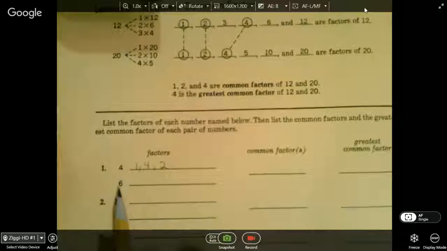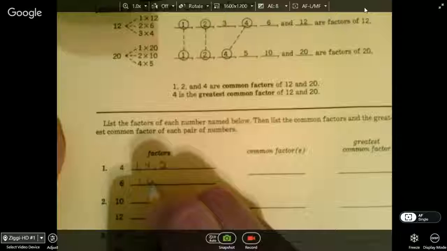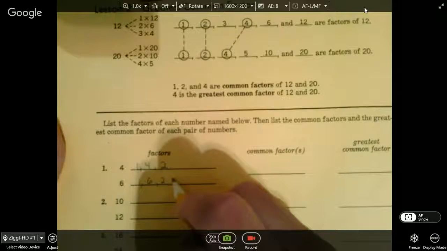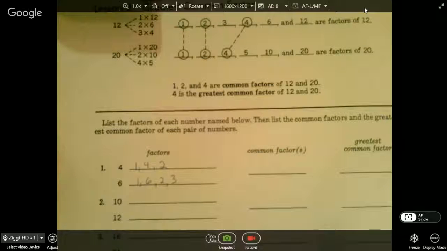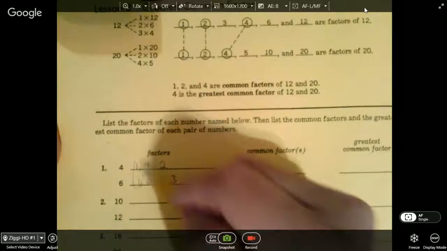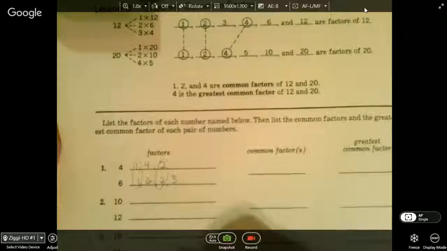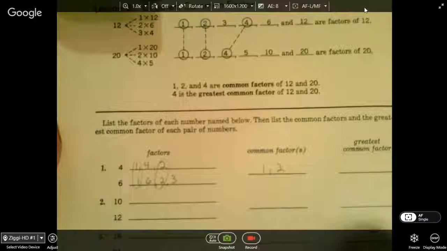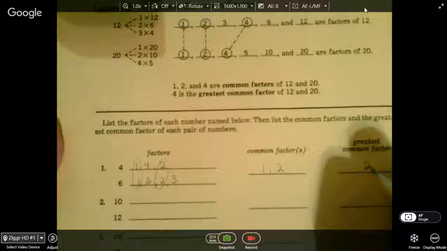Now do 6. 1 times 6. Move up to 2. 2 times 3. And then you move to 3, it's just 3 times 2 again. So you're done with your list of factors for 6. Which one of these are common? 1 and 2. So those are your common factors. What is your greatest common factor? Out of those, 2 is the greatest.